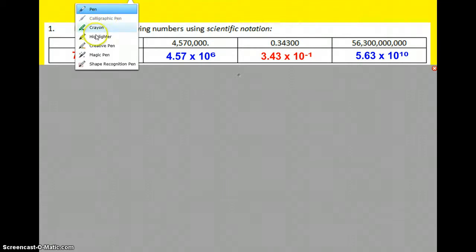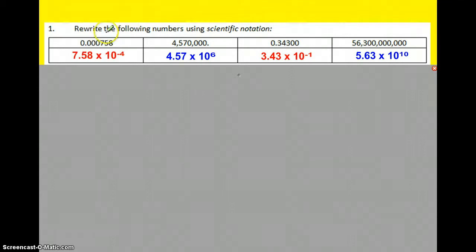When we have a number that is less than 1, then we have a negative exponent when the zeros are before the numbers, so moving the decimal to the right. And if we have a number greater than 1, moving the decimal to the left, we have a positive exponent.